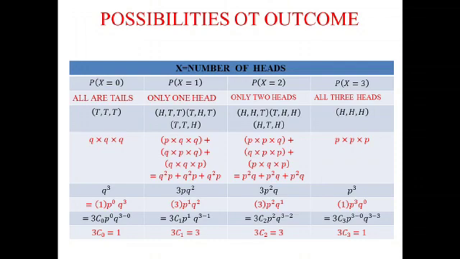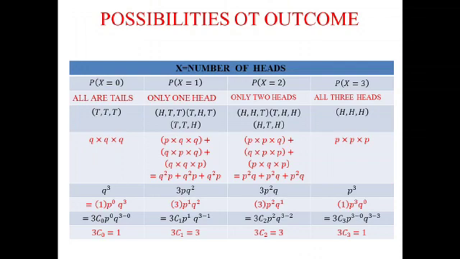So let me represent it in the binomial form. That is 3C1 into p power 1 into q power 3 minus 1. Again, 3C1 stands for the combinations, p stands for the probability of success, and q stands for the probability of failure. Now going to the third column, probability of X equal to 2.